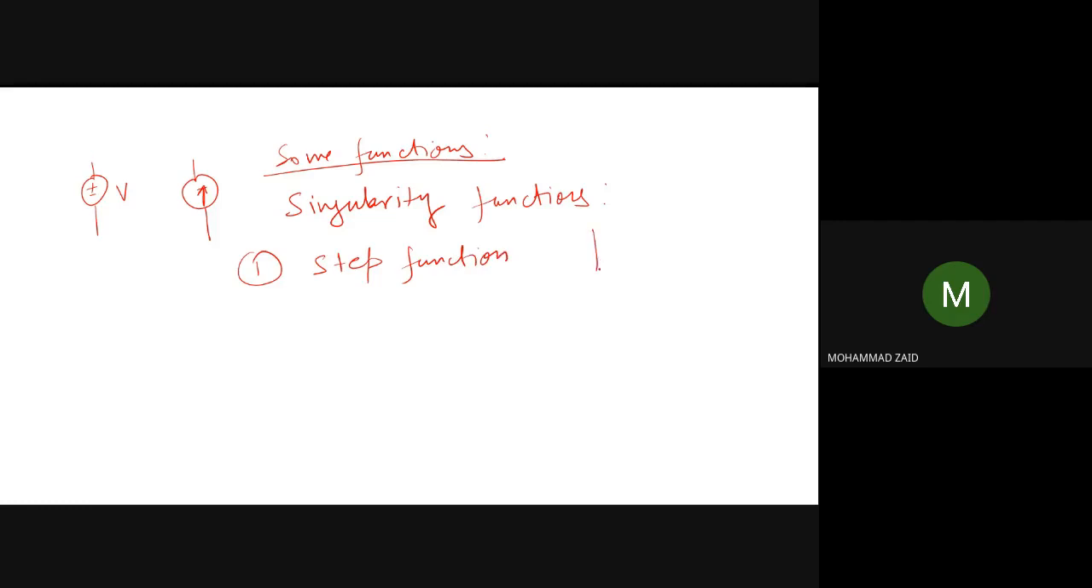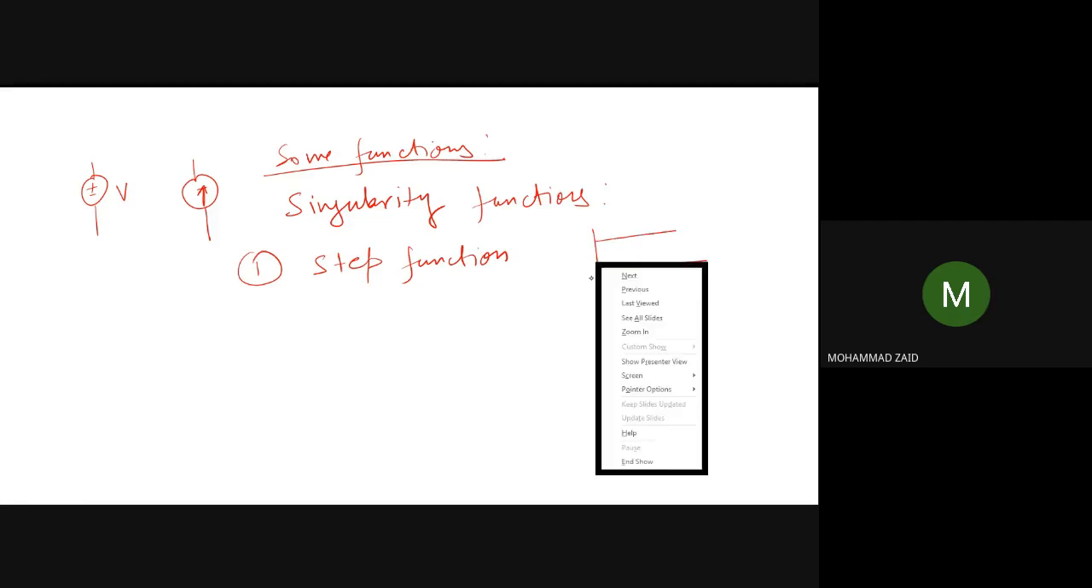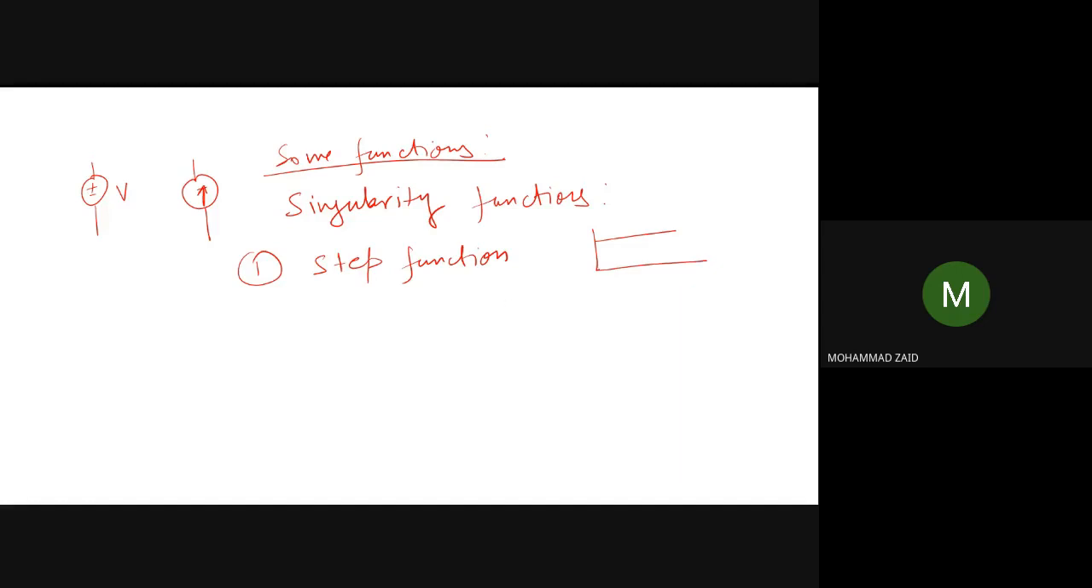Step function is defined like this. For t greater than 0, it is 1, and for t less than 0, it is 0. So this is a function which is known as a step function. At t equal to 0, it jumps its value from 0 to 1. So this point 0 is the point of discontinuity.